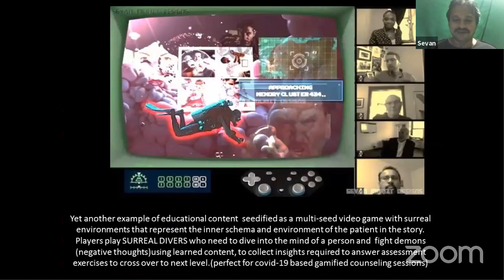All right, so let's look at another compression algorithm. Here's another example of educational content seedified as a multi-seed video game with environments that represent the inner schema and environment of the patient, and the players play surreal divers. You can see in the picture there is a diver. It's a simulation where, let's say, you're playing along with 1,000 people around the world, and you're all on Zoom, and you have teams. What we've designed here is we have simulated the mind of a patient. So we've taken a psychology textbook. If you've gone through psychology textbooks, you find lots of case studies. Oh, you have no idea. Right now, the world sees more case studies than it has ever seen, thanks to Corona.